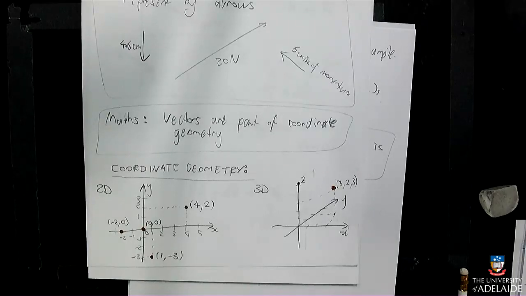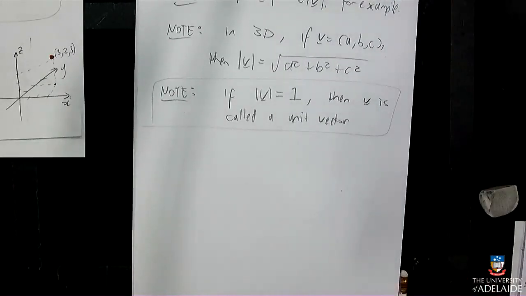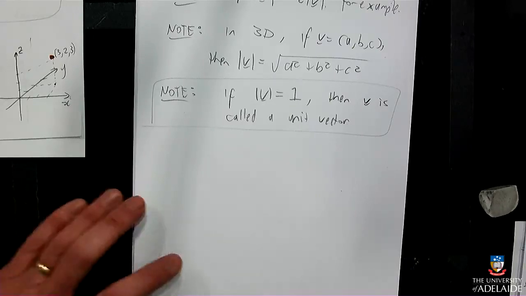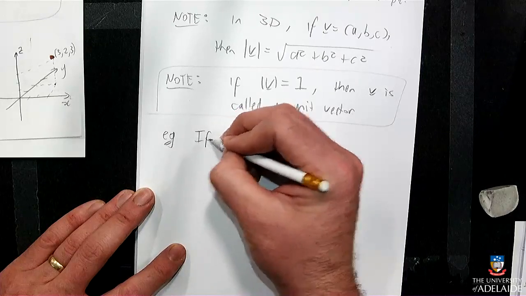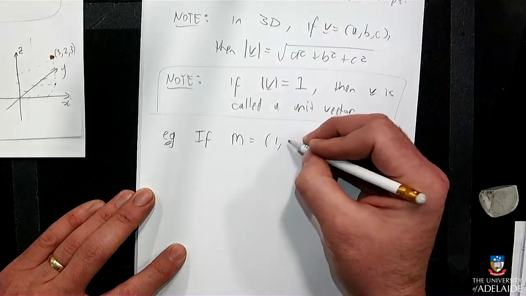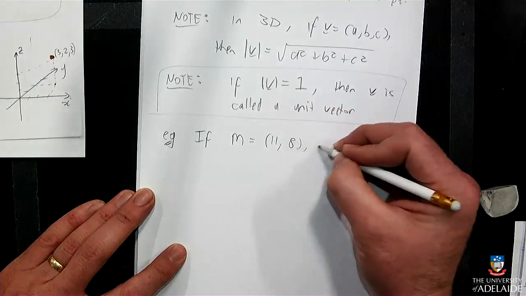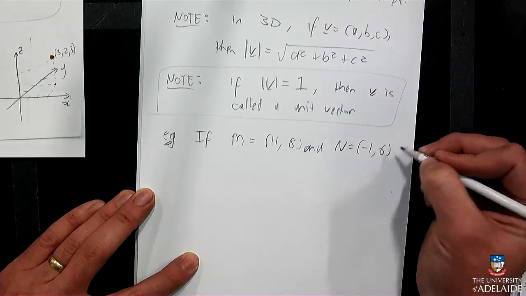And so it's actually a very useful thing to be able to do to find unit vectors. And what you normally do to find a unit vector is figure out a vector in the direction that you want it to be, and then multiply it by the right thing to make the length 1. So I'm just going to do that now. If m is the point 1, 11, 8, and n is the point -1, 6.